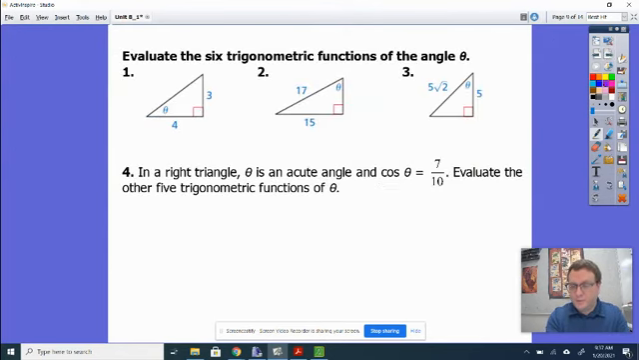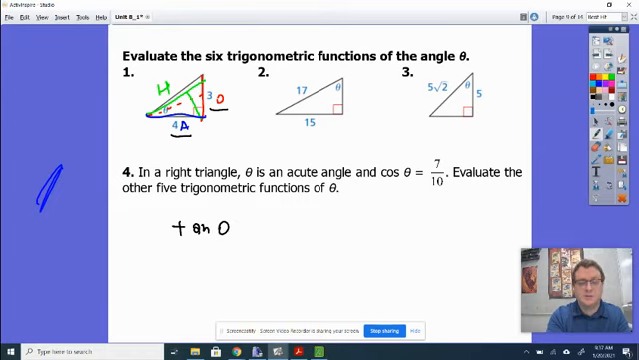Again, I want to label my triangle: opposite, hypotenuse, adjacent. The two sides I care about are opposite and adjacent, so we're going to use tangent. Again, we're going to do this part later. We're just looking for the angles right now, so we can get that practice.